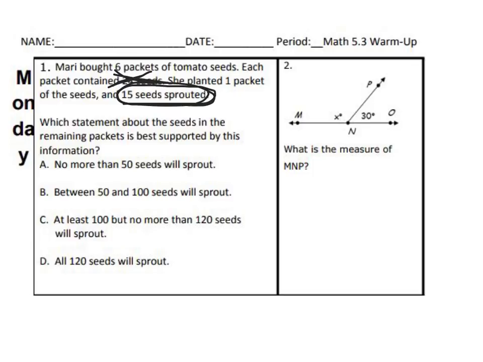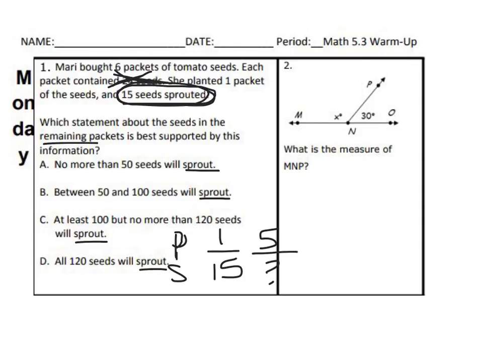So the seeds, they're talking about sprouting. Like I said, those are that they grew. So if I know that in 1 packet, 15 seeds sprouted, then the remaining packets, how many do remain in this case? 5, right? Because they're asking only about the remaining packets. So that's 5. So that means how many seeds would sprout?